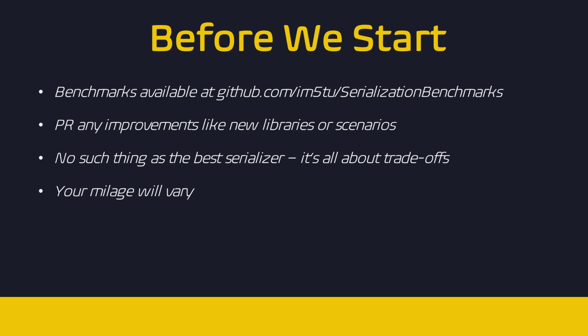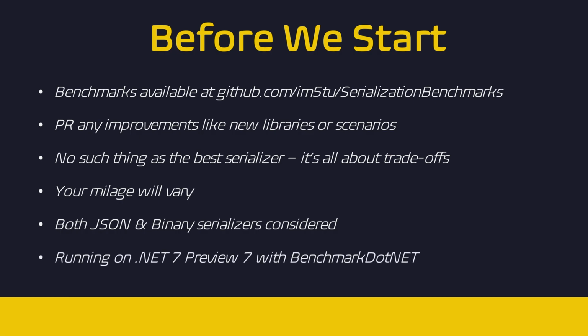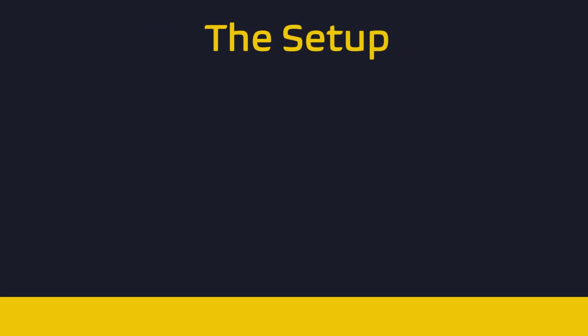We will compare JSON serializers and binary serializers separately. All of the benchmarks will be running on BenchmarkDotNet, running on .NET 7 Preview 7. Of course, we'll be using all the latest versions of all the packages. With that out of the way, let's take a look at the setup we will use.